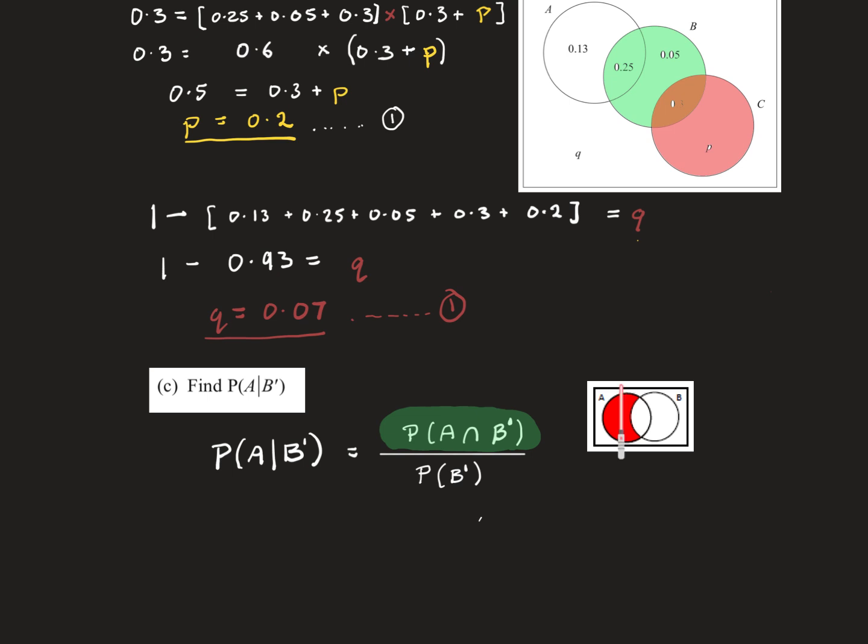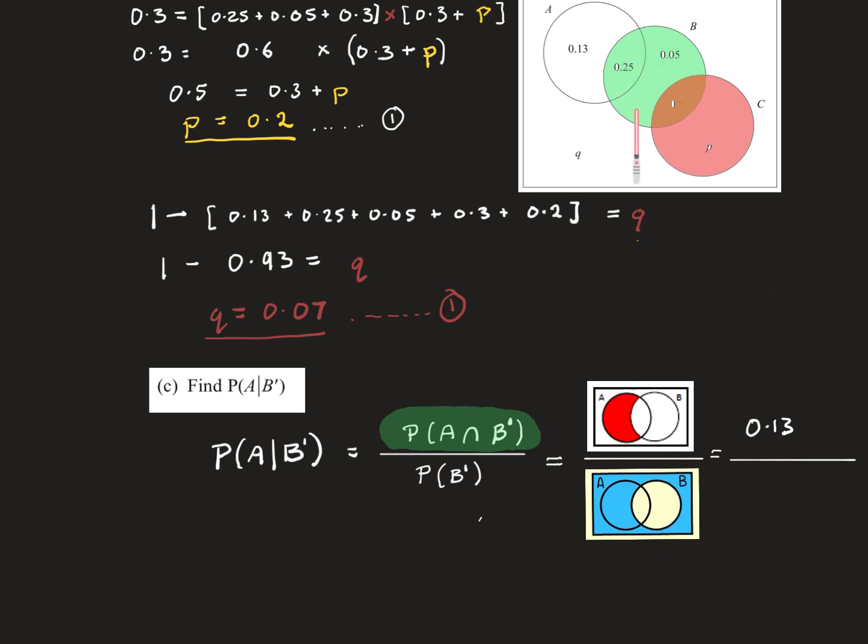The section in red over here will indicate where you'll find the probability of A intersecting with B complement. It is a Venn diagram that you should be very, very familiar with. And so the probability of B complement can be found in this blue section over here. So let's relate this to our Venn diagram above. The red segment is represented here by 0.13. So we can write 0.13 above over here. And that is divided by everything which is not B. Not B means not in here.